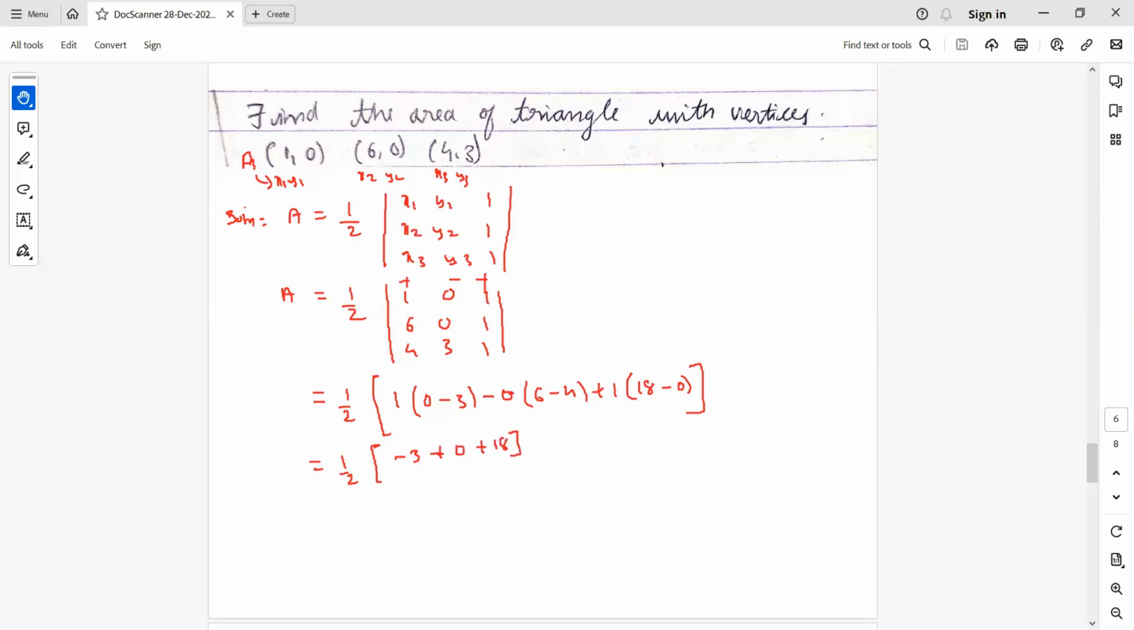So on simplifying it further, we get 1 by 2 into 15. So the area will be 15 upon 2 square units. 15 upon 2 square units will be the area of this triangle. This is the first example on area of the triangle. Next, the second example we will discuss. I hope this is clear. A very easy example. And one more sum you all try to practice by changing the coordinates and calculating the area of the triangle.